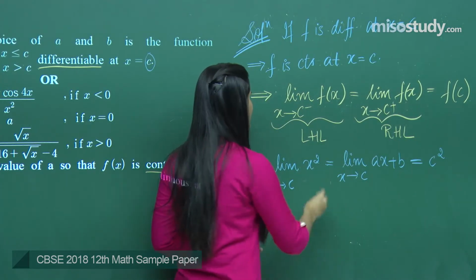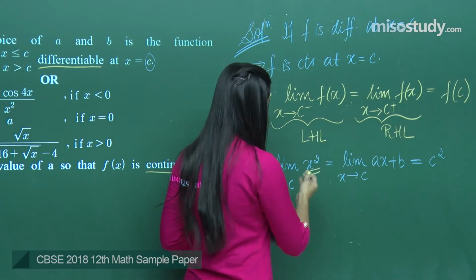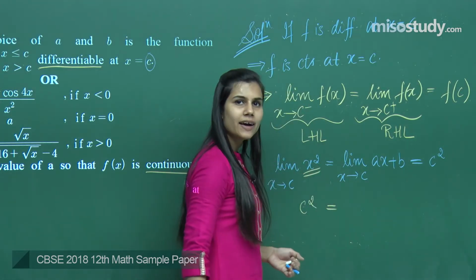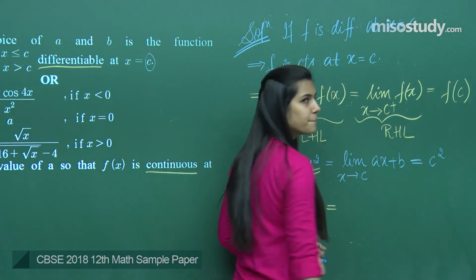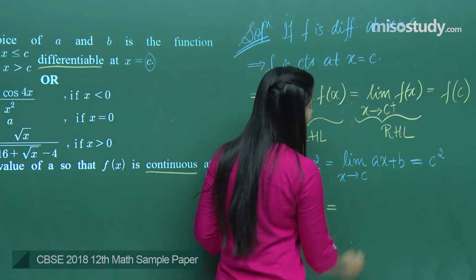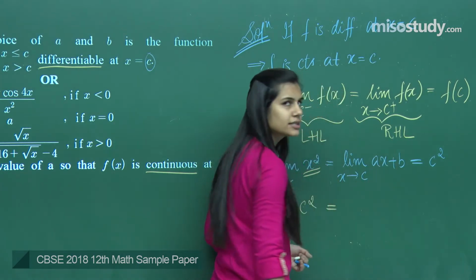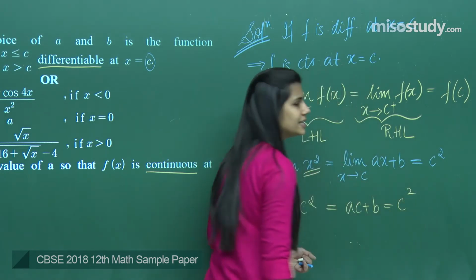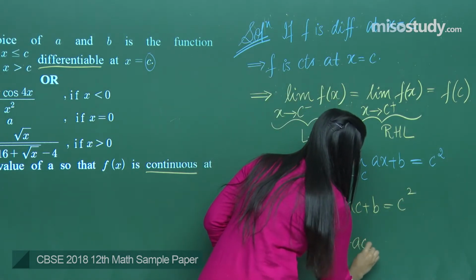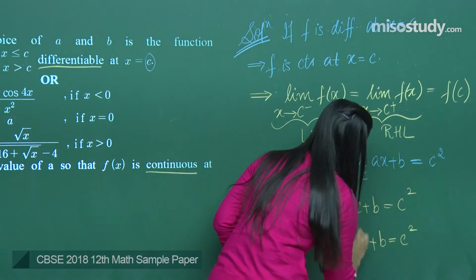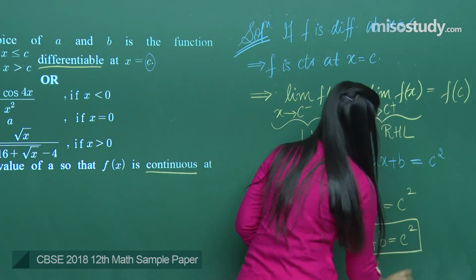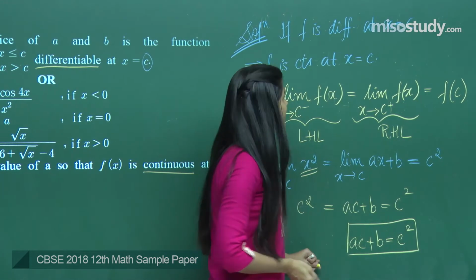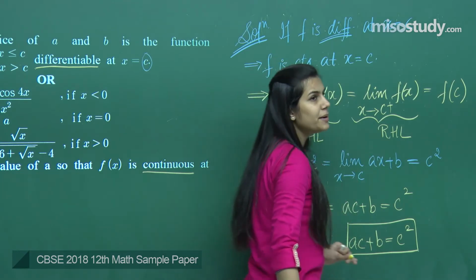Now, this x square is a polynomial. So, it is a continuous function, that is why you are going to get C square over here. Just incorporate C's value in place of x. This is again a polynomial and this is again continuous. So, you put x equals C over here, you get AC plus B equals C square. So, all in all you get AC plus B equals C square. This is one relation between A, B and C that we have got. Now, it is also given that it is differentiable at x equals C.